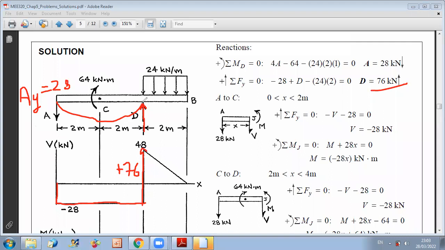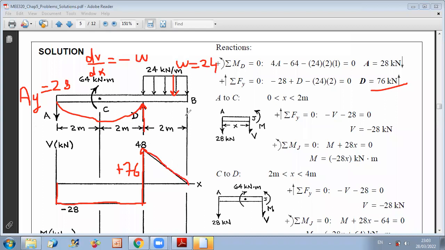And now from D to B, you have omega is 24. And we are considering omega positive downward. And we know that dV by dx is equal to minus omega. So when omega is downward, then V is decreasing. And since omega is constant, V is decreasing in a linear way. So it will decrease linearly.